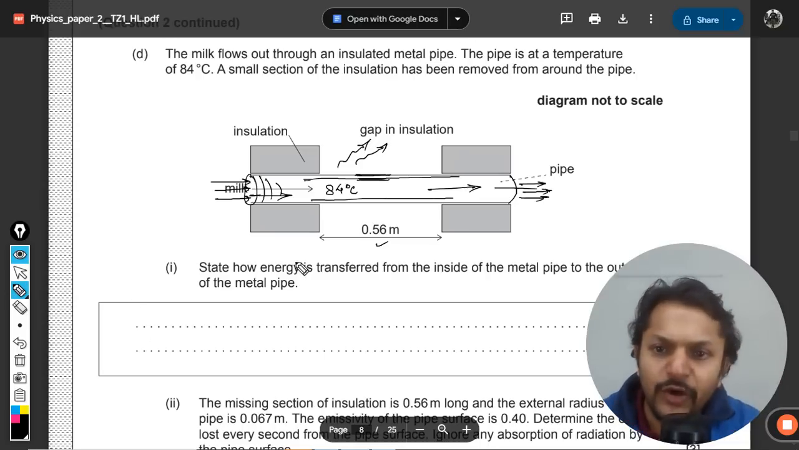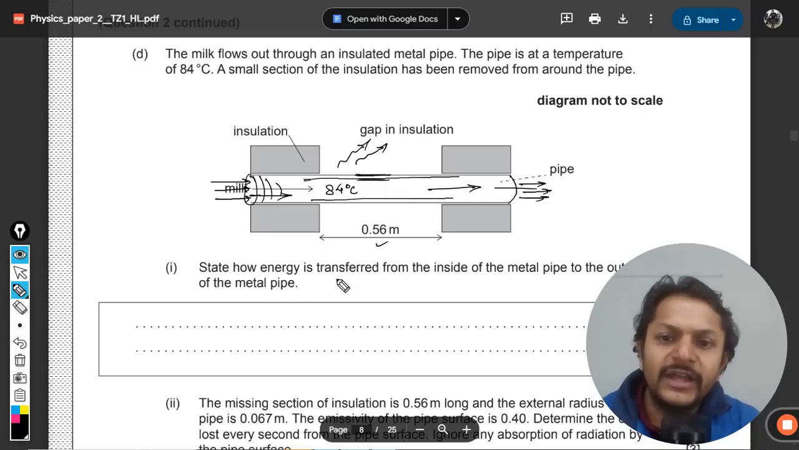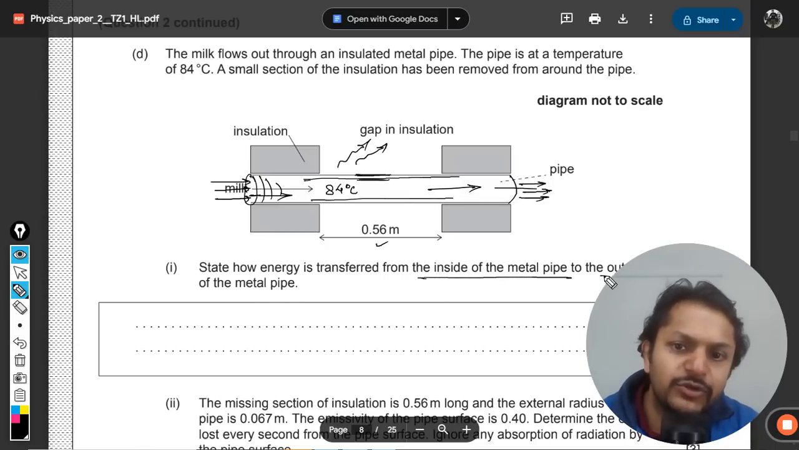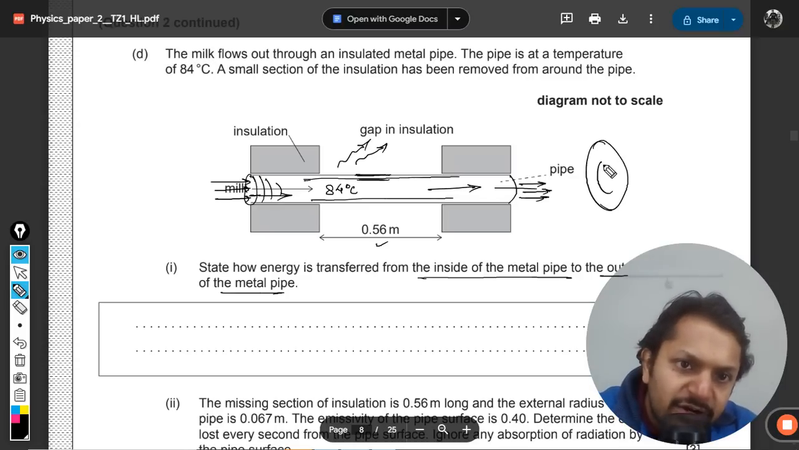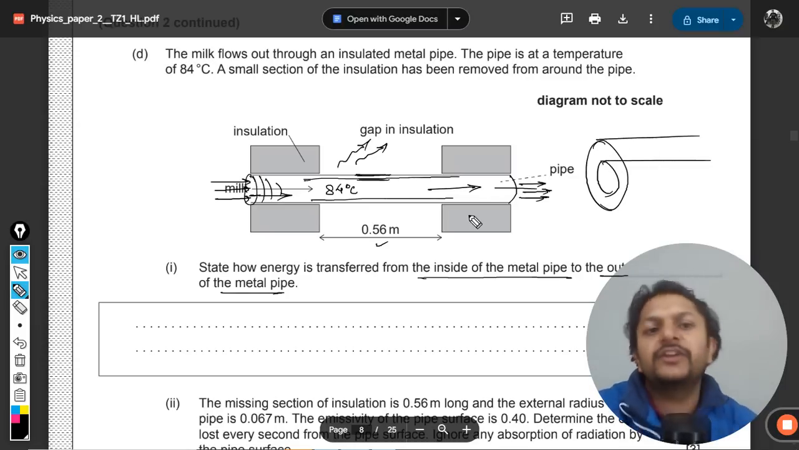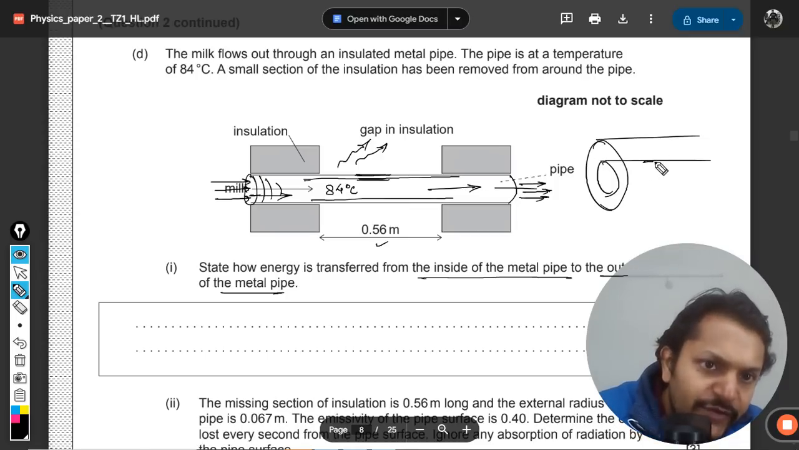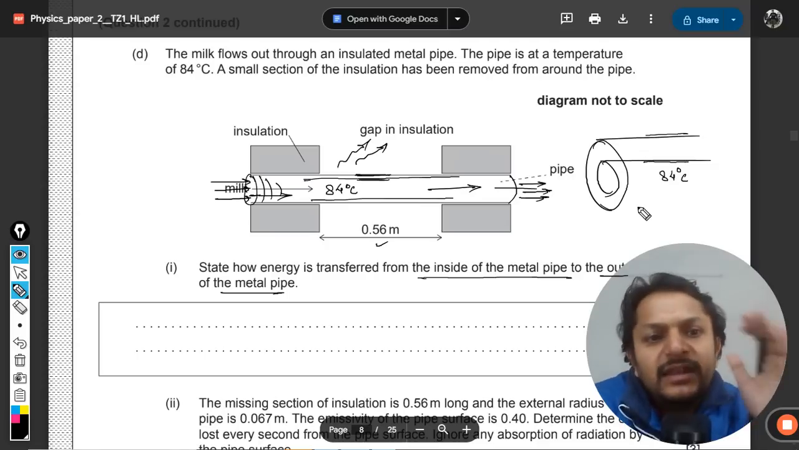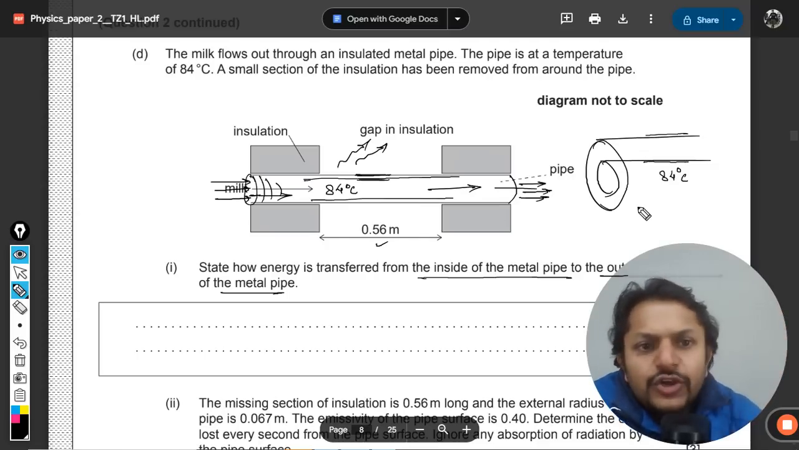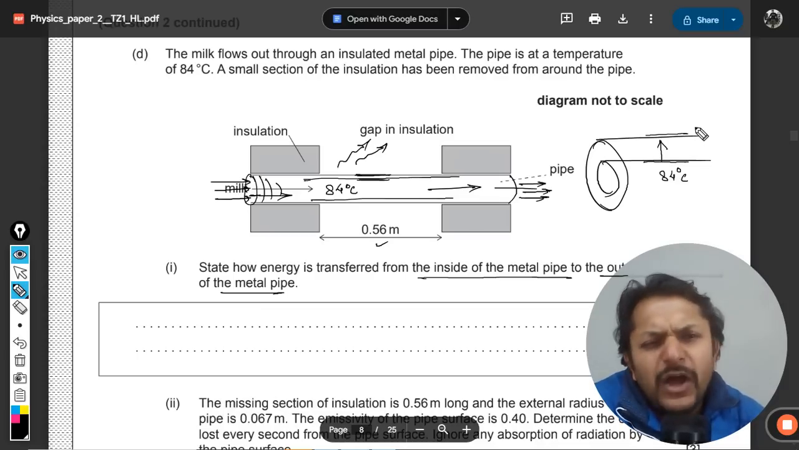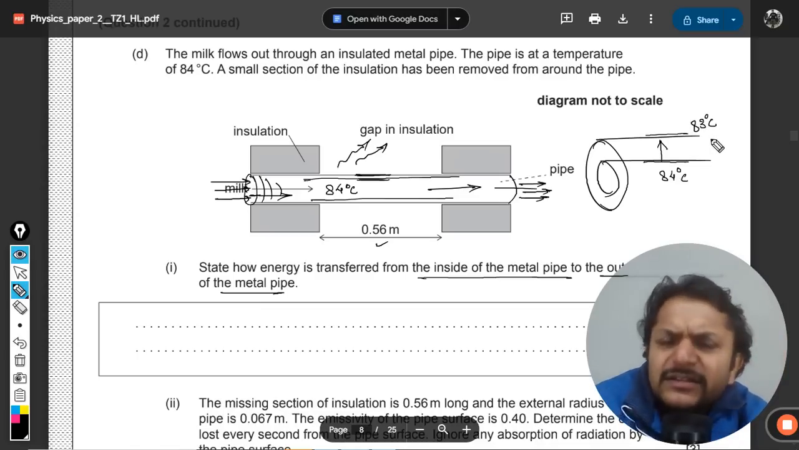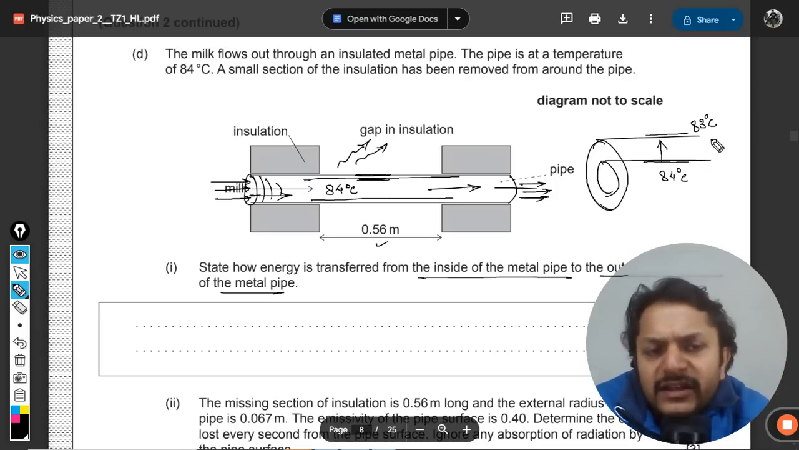This is just for the description of the statement. State how energy is transferred from the inside of the metal pipe to the outside of the metal pipe. Okay, so the metal pipe is thicker. Overall we can draw it like this. So this is the inside of the pipe and this is the outside of the pipe. Inside the pipe we now clearly know that the milk is maintaining the temperature of 84 degrees centigrade, and so some heat is transferred here, and the outside of the pipe is maintained at some temperature lesser than that, but we will see if that is required in the question or not. We can just imagine it will be nearly 83 degrees centigrade.